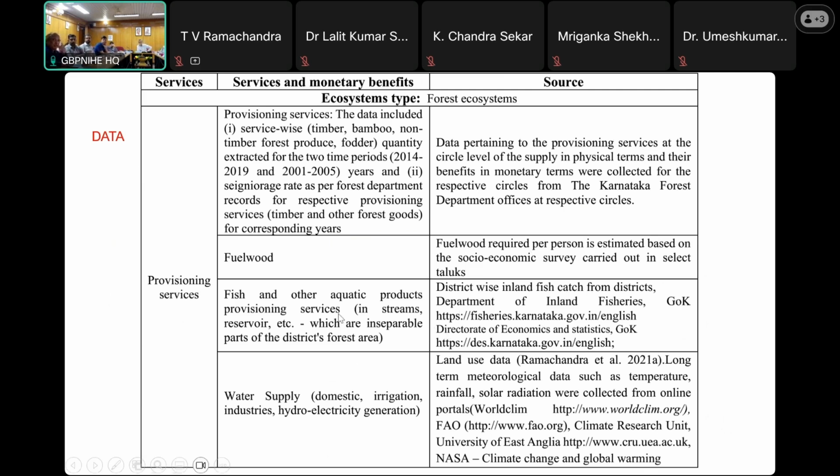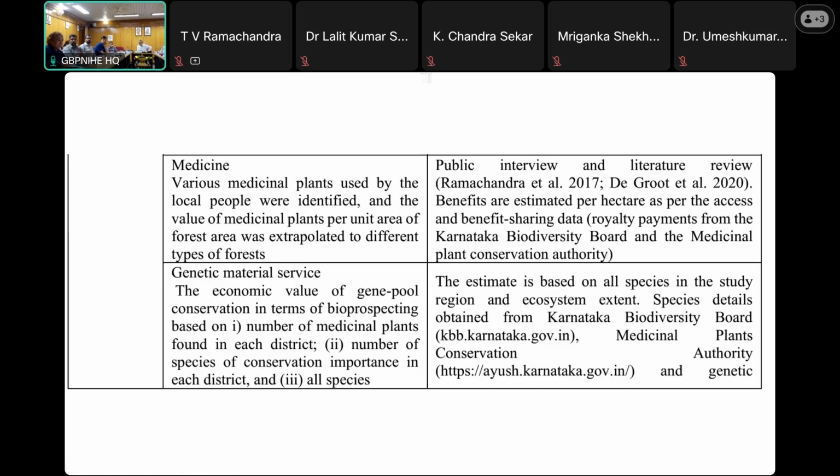Then similarly, for water supply, we did the quantification of the water yield in the catchment. Then what percentage has been used for irrigation and for domestic purposes, we accounted for that, and based on that we did the quantification. Okay. Then medicine. We had local interviews, and based on that we had a publication. It helped us, along with the Karnataka Biodiversity Board and the Medicinal Plant Conservation Authority, where this data is available. Of course, all the input has come from organizations like FRLHT, etc. Then we also looked at the genetic material service, because most of this resource also acts as a gene pool. That's where we have accounted for that.